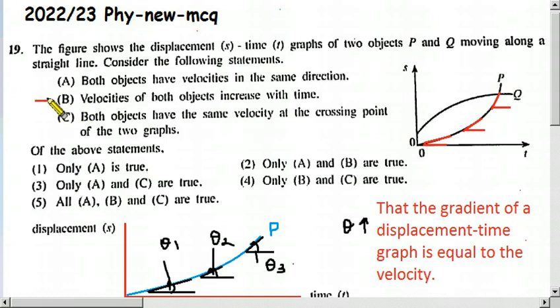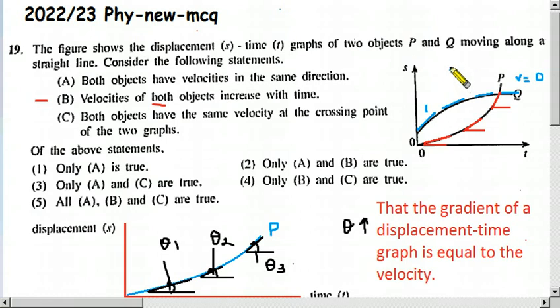Before that, let us try this B statement. B, velocities of both objects increase with time. Both objects, let us check now. It is clear that the velocity of this object P increases gradually. That is correct. So let us now check the gradient of the graph Q. The gradient is like this at the beginning, and then in the middle the gradient is decreased like this. Furthermore it decreases, and here it is 0. It is level with the x-axis, so therefore there is no angle. So the velocity here is 0. Here some value.